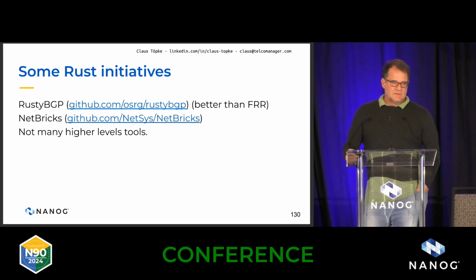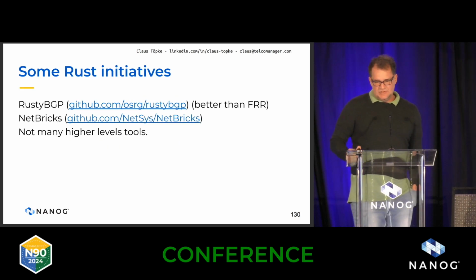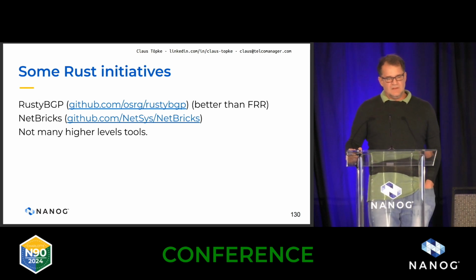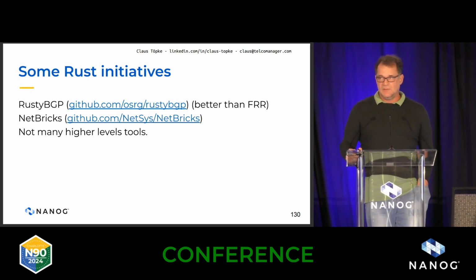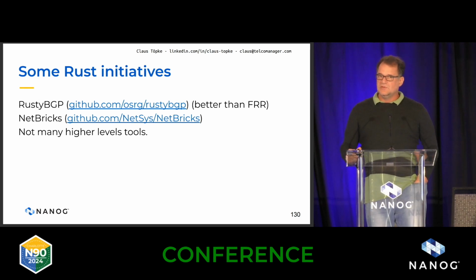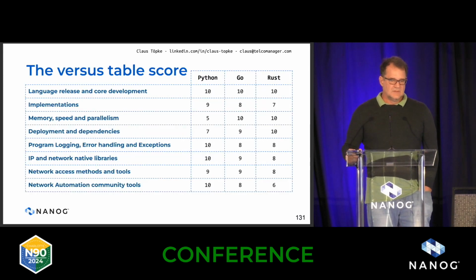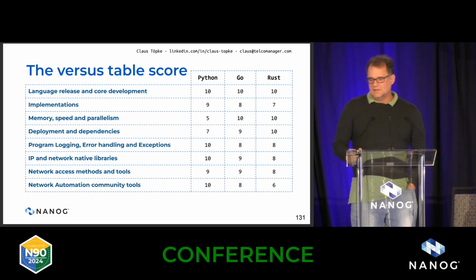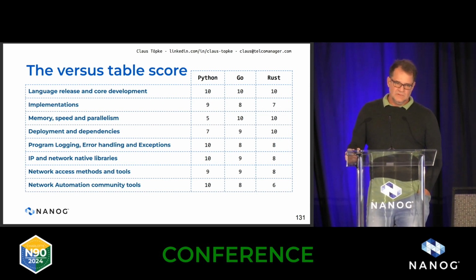Yeah, and Rust doesn't have as many implementations. It does have a Rusty BGP, and it was announced that it's better than FRR. Who plays with FRR? I haven't played with it, but I would love to see it and compare it with GoBGP. Maybe that's the next presentation topic. NetBricks as well, and not many higher level tools. So Rust is lacking higher level tools. So in this score, Rust loses badly, goes to 6, and Go got 8, and Python wins very easily here because it has a huge community behind it.